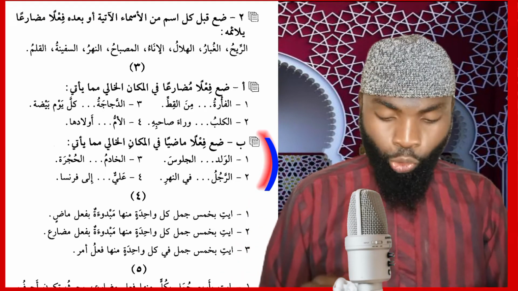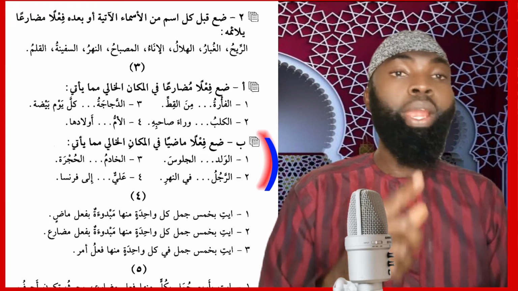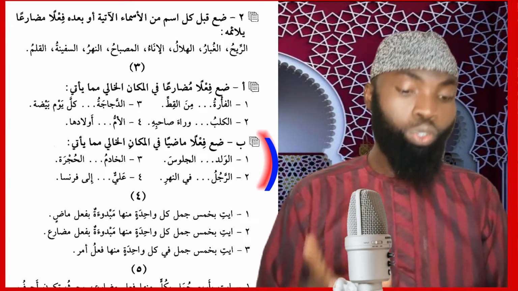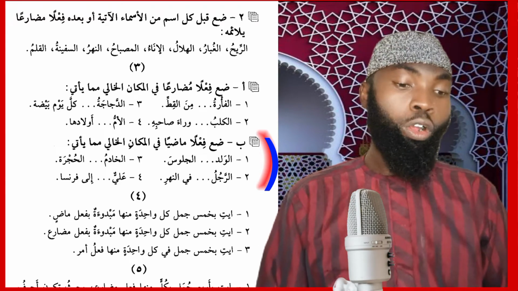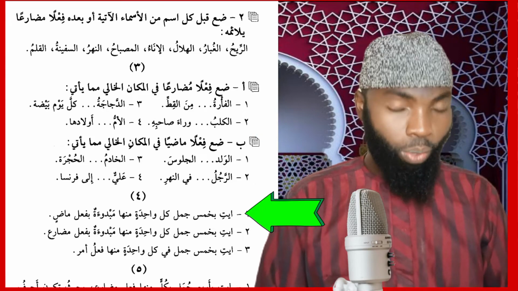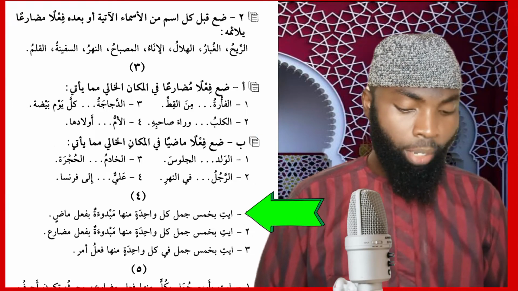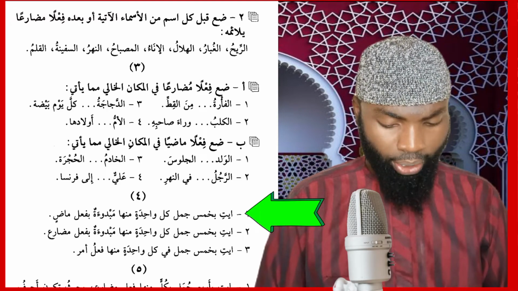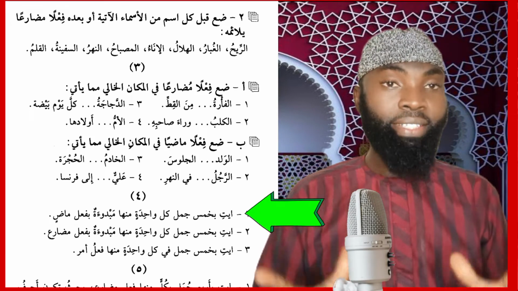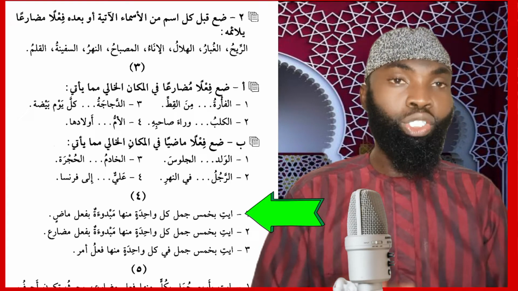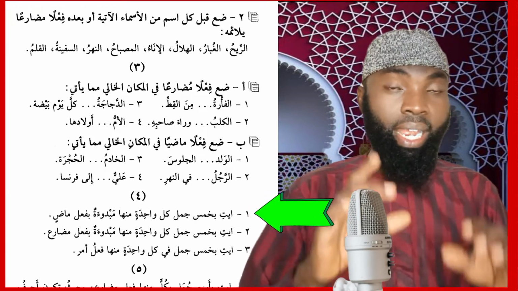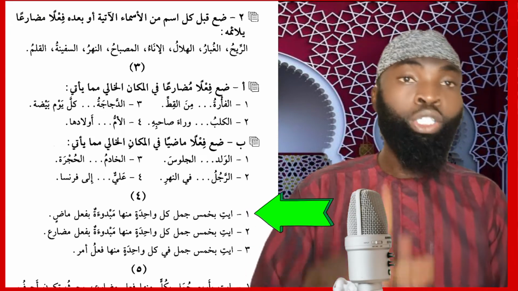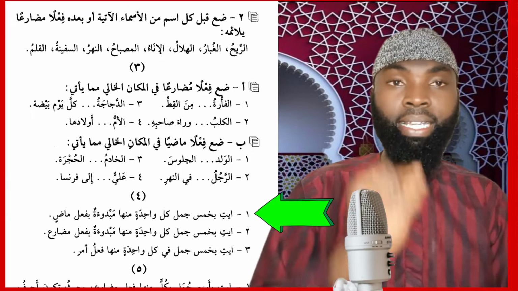Number 4, we have aliyun, blank, ila Faransa. We can say aliyun safara ila Faransa. Aliyu traveled to France. At-tamrin rabi, moving on to tamrin number 4. We have the instruction which says iti bi khamsi jumalin kullu wahidatin minha mabdu'atun bi fi'lin madi. Form 5 sentences. Each of these sentences should begin with a past tense.